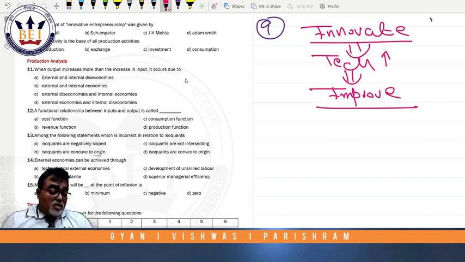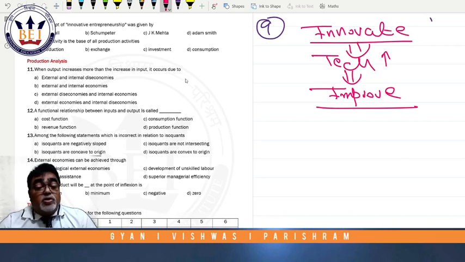Careful. Sorry. It is always there. The innovation is nothing but application of invention in the production process. So innovation, innovative entrepreneurship, this is the main objective of an entrepreneur, and it was given by Professor Schumpeter first. Now the greatest economist, answer should be Bangalore.